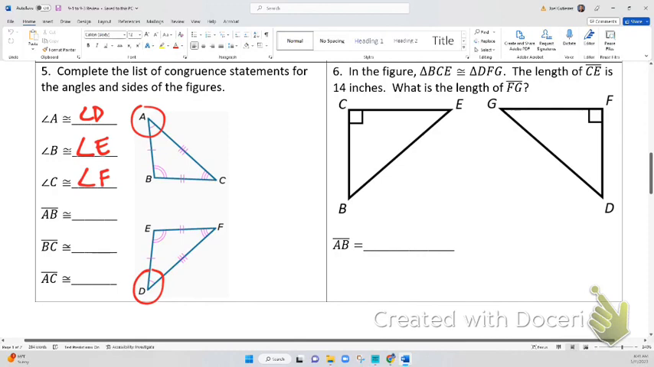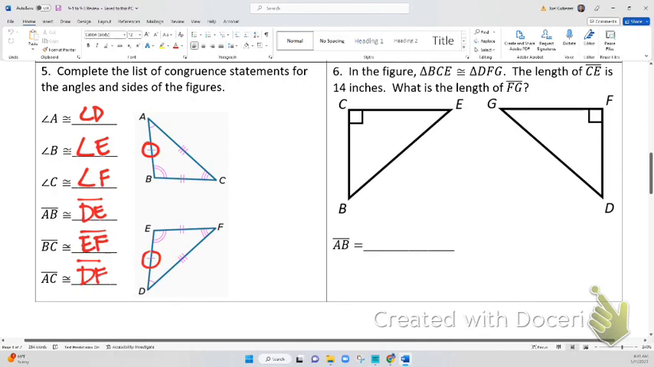And then in regards to the side lengths, you just look at the tick marks. So for example, AB only has one tick mark. So the only other one that has one tick mark, I don't care if you put ED or DE. Mr. Rogers may care. I don't care, since Mr. Rogers students are watching this. I could care less if you go in alphabetical order or not. I just care that it's the right side length. So those are your answers for number 5.